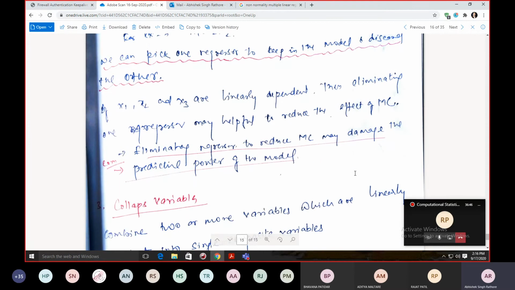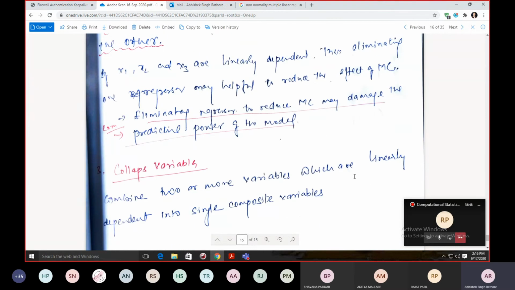Now the third technique is to collapse the variables. Let's say we have x1, x2 and x3 that are dependent on each other. We can merge all those items and make a single composite variable. This is how we can remove multicollinearity. But in practice, we will go for the second technique, that is, removing the regressor variable from the model. This is more practical for us.